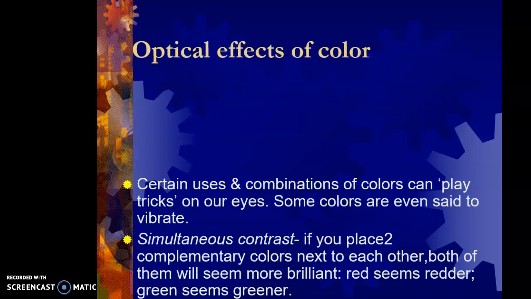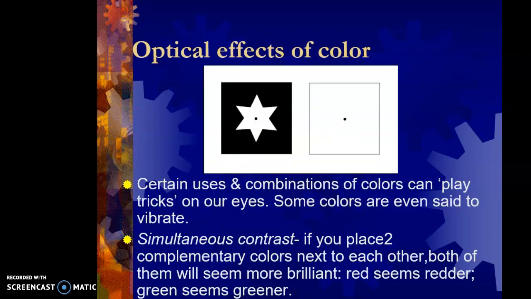Now, optical effects of color. This is when certain uses and combinations of colors can play tricks on our eyes. Some colors are even said to vibrate. So what I would like you to do is take and stare at the dot in the middle of the white star for as long as you possibly can, and then blink and look at the dot in the white box. Okay, what you should see is the complement of the white star. So it should be black, okay? So those are generally the examples that you will see on your exam, okay?